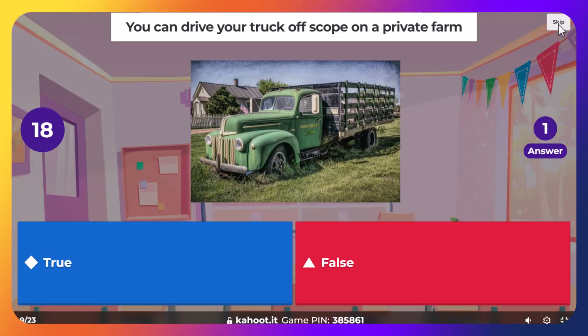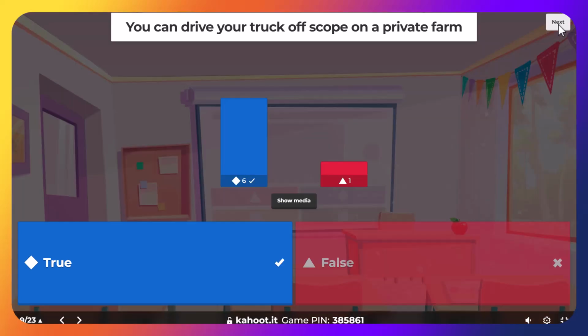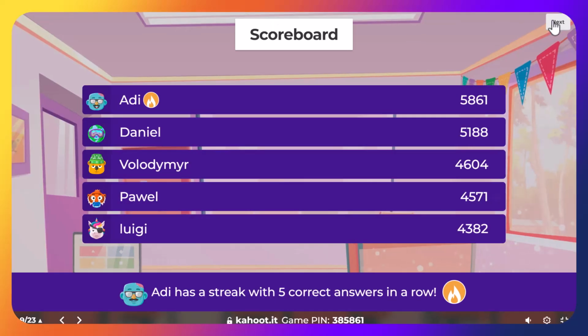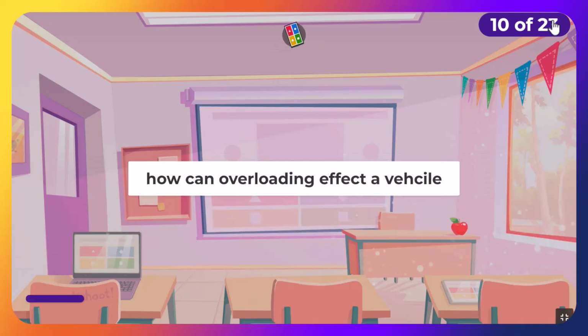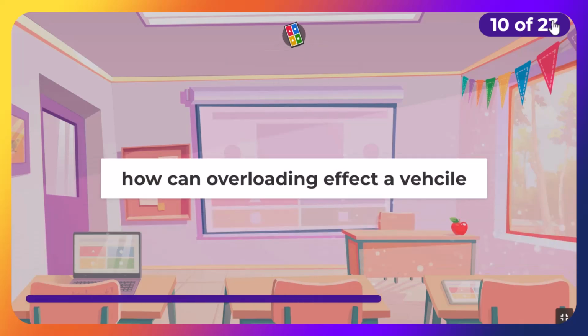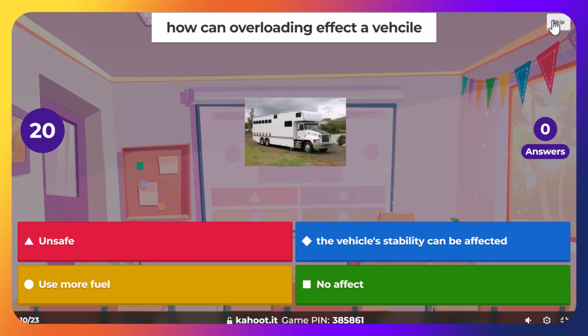Can you drive your truck off scope on a private farm? How can overloading affect your vehicle?